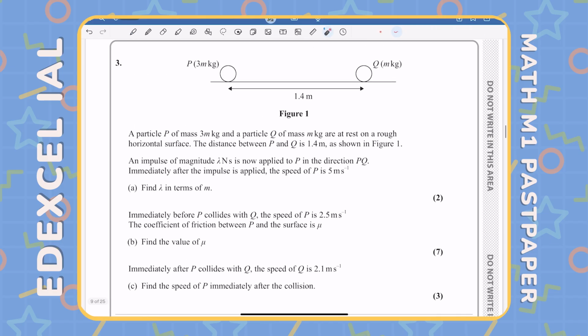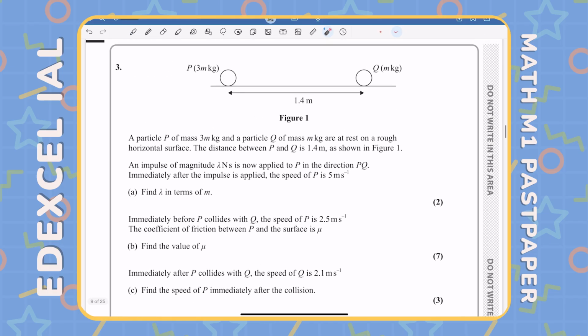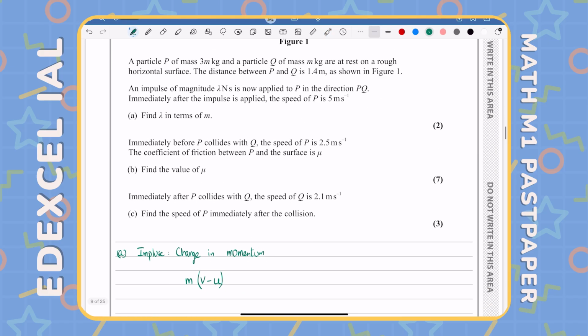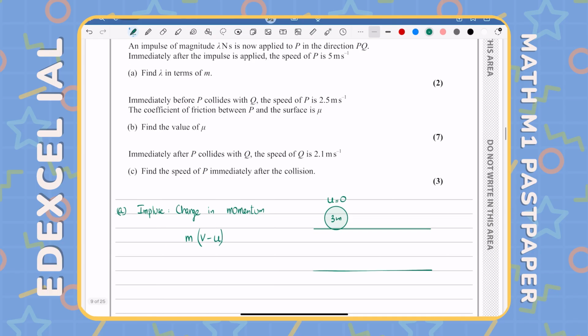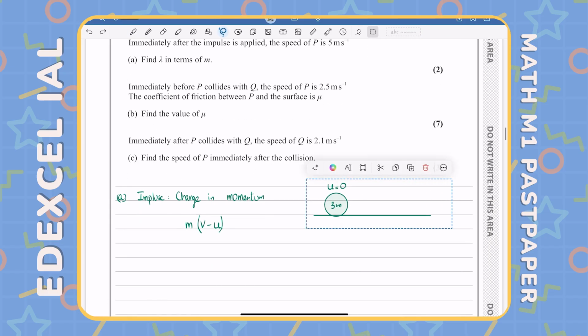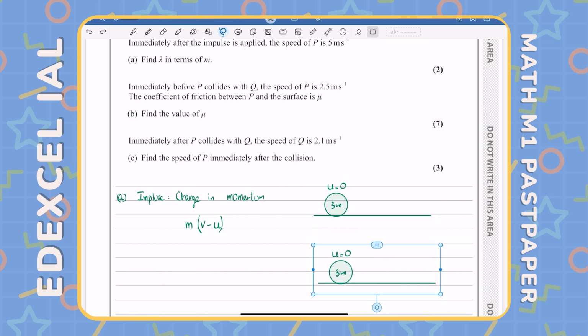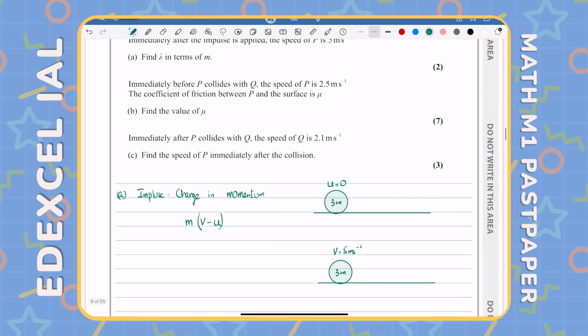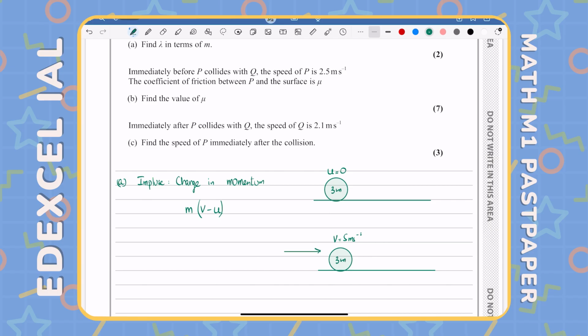Now, if you go back to the question, we are just talking about P right now, so forget about Q. P, as you can see, is stationary. So that means this is what the situation looks like. Here's the horizontal surface. Here's the object of mass 3m, and it's not moving. That means the initial velocity is 0. Then because of the impulse of magnitude lambda N, there is a change in velocity, and the new velocity now becomes 5. So v is now equal to 5 meters per second, and this is due to lambda.